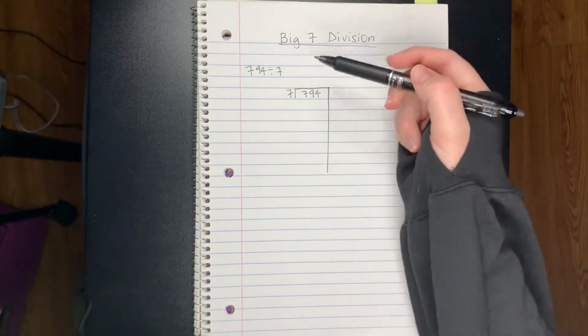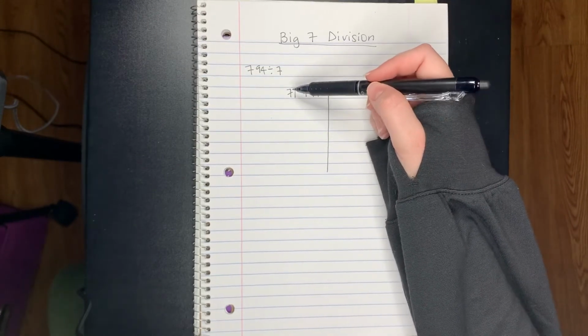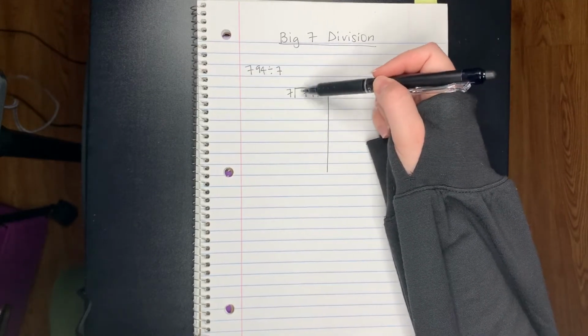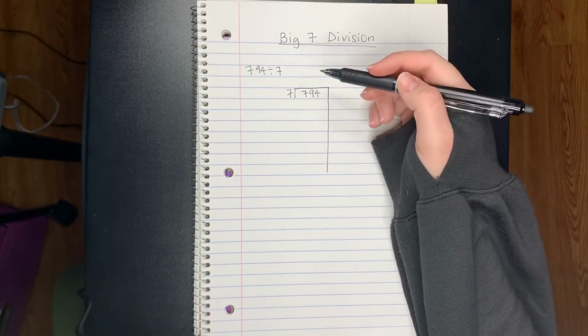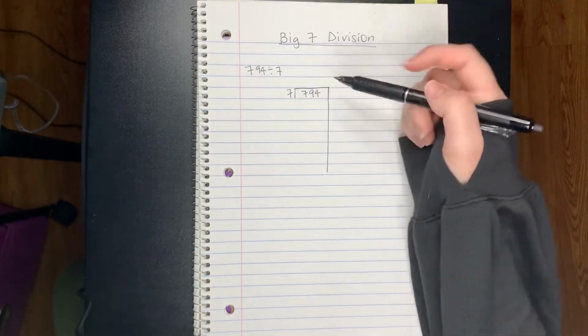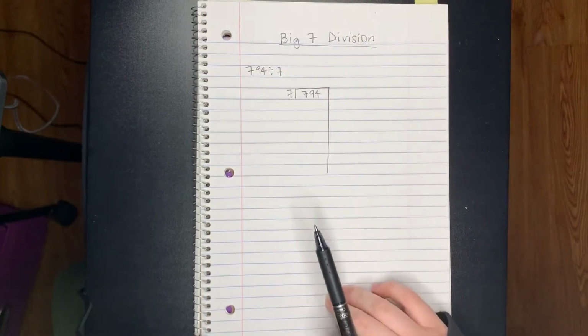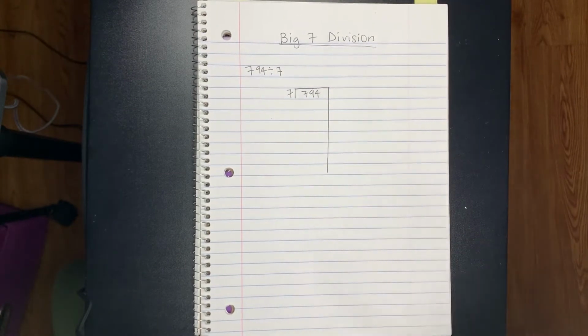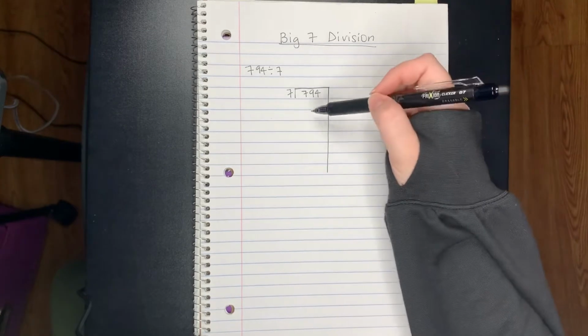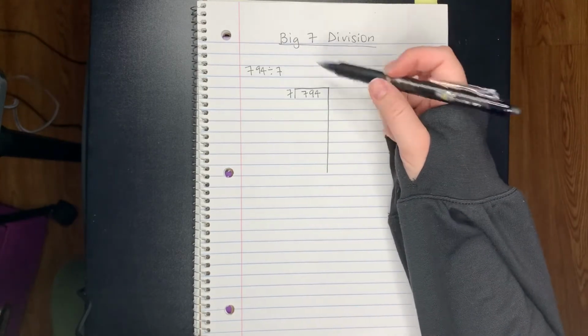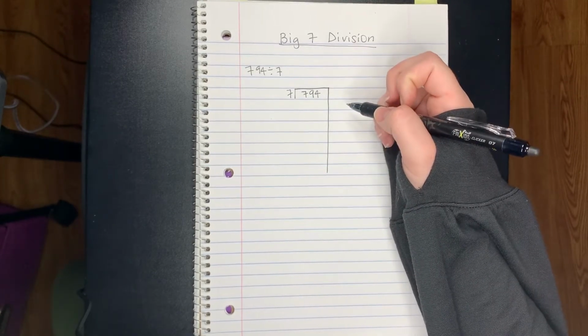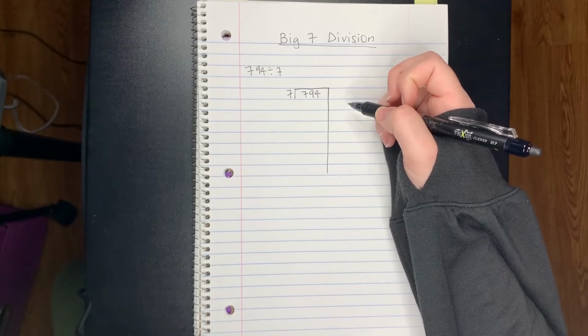So we have to figure out how many times 7 can go into 700. We can subtract 7 all the way out, but to make it quicker, we can subtract by groups of 7, like by 10s, 20s, 30s, hundreds, stuff like that.